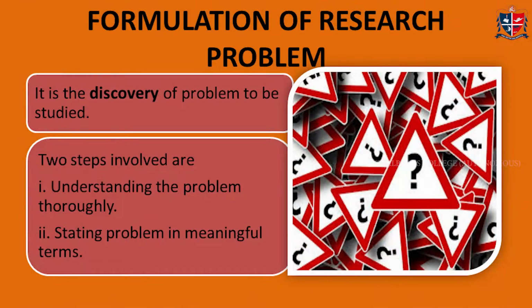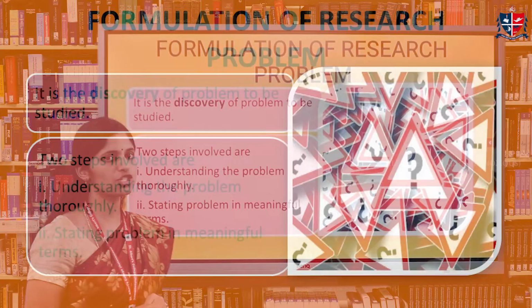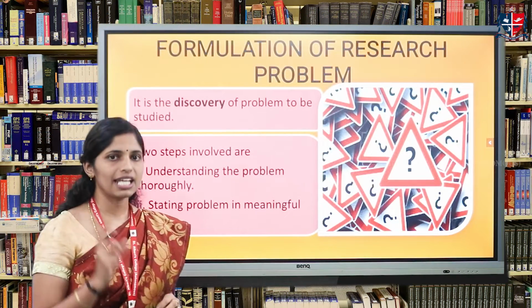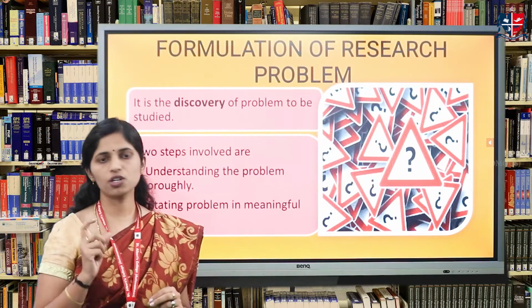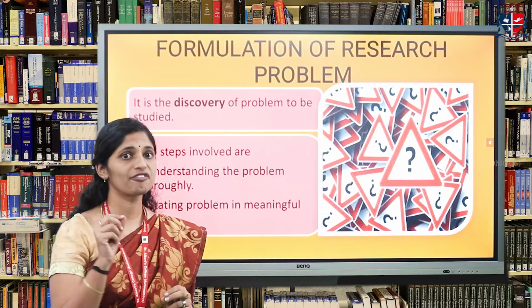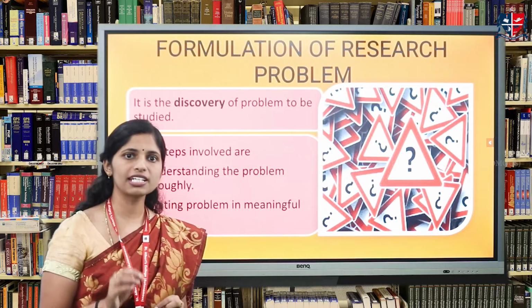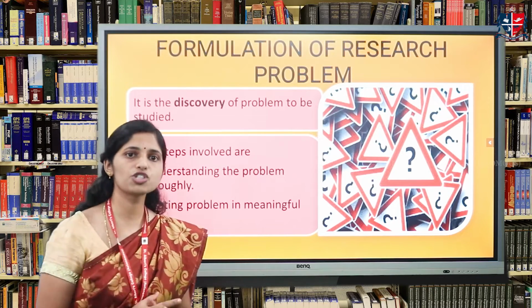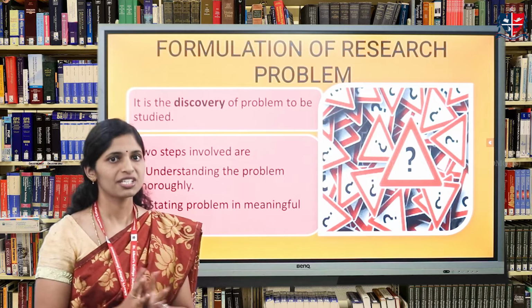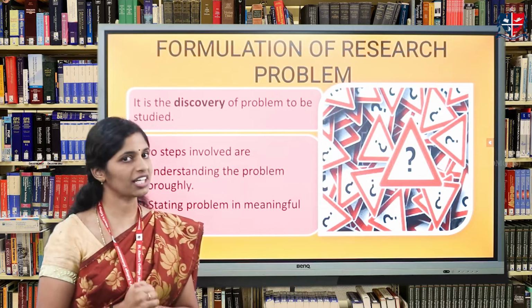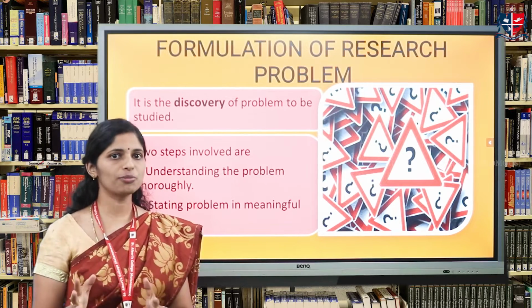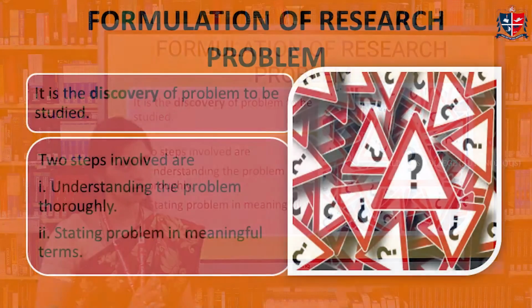The first step is formulation of the research problem. In any research, the very important thing to be done is finding out or identifying the problem. Once the problem is identified properly, the solution can be found out easily. If the problem is not identified correctly, we cannot formulate a solution for the problem.